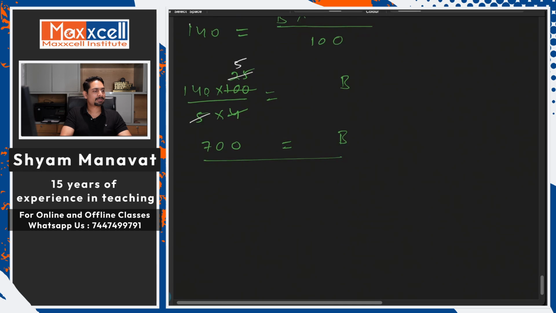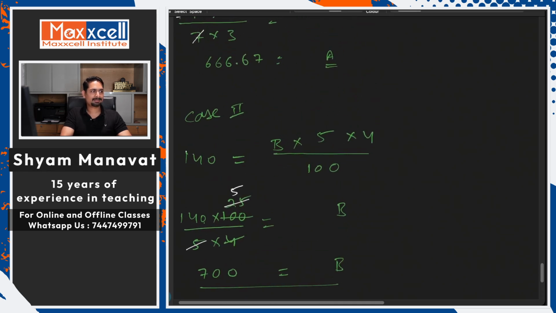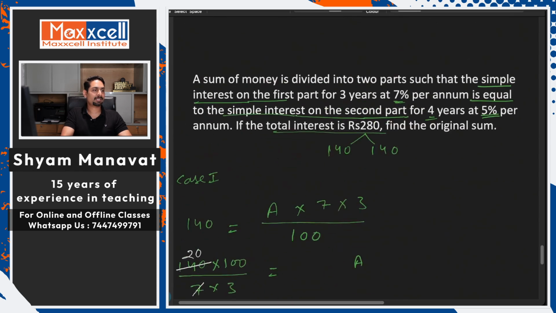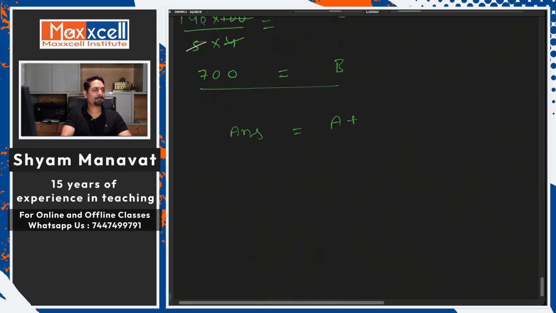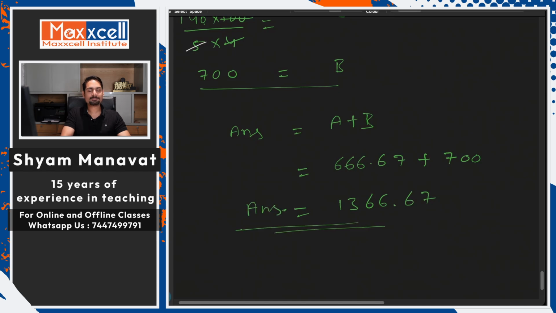Okay, so what's the answer? Is 700 the answer? No. Is 666.67 the answer? No. The answer is, question said find the original sum. The original sum was supposed to be A plus B, which is nothing but 666.67 plus 700. Add both of them, what you get is 1366.67. That's the answer, the original sum.